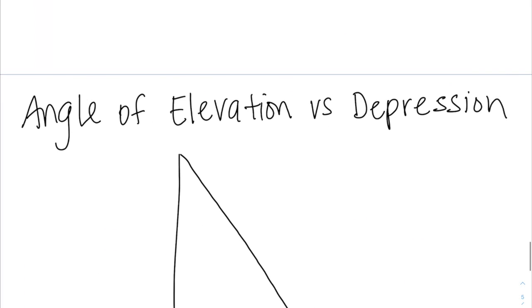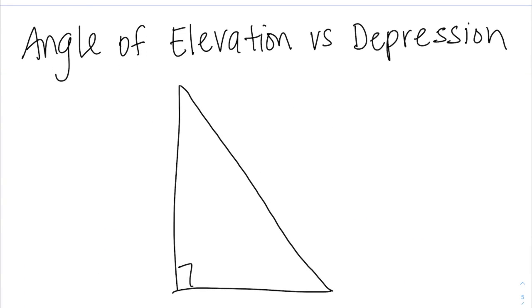Alright, so the last piece were those application problems where we talked about angle of elevation and angle of depression. So, angle of elevation. Elevation means something's going up. It's like I'm on the ground and I'm looking up to the top of the building. So the angle of elevation would be this angle here at the ground. Remember, theta is kind of our representation of an angle.